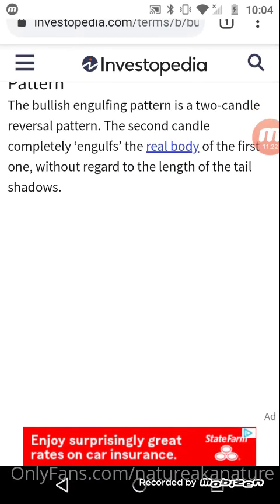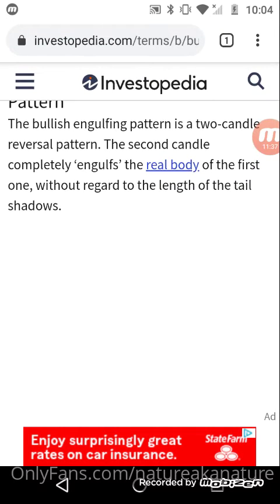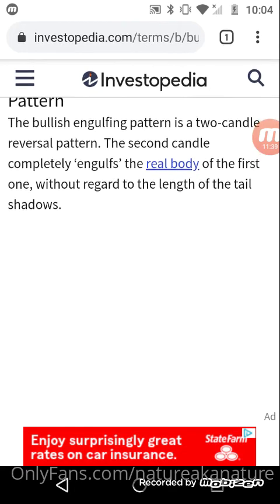So on the bullish engulfing pattern, it's going up. The second candlestick is completely engulfing the real body of the first candlestick, without regard to the length of the tail or shadows. The pattern appears in a downtrend, and it's a combination of one dark candlestick followed by a larger green or white hollow candlestick.